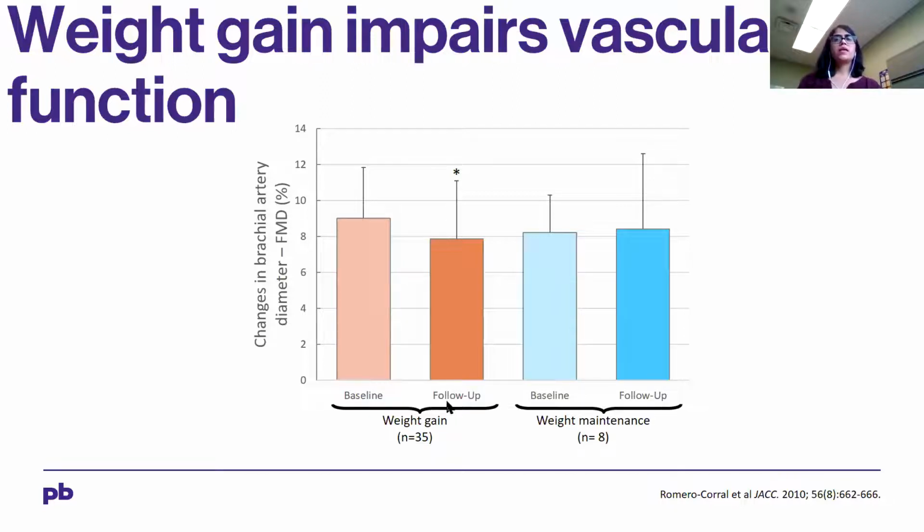Here in the red is the data from our weight gainers, and in the blue is the data from our weight maintainers. On the y-axis, we have plotted the changes in the brachial artery diameter. What we found was that after the weight gain, the changes in the brachial artery diameter had reduced, suggesting that there was a vascular dysfunction happening. While in our weight maintenance group, there was no change at all. So they were good. Whatever was happening was because of the weight gain. There were no temporal effects as such.